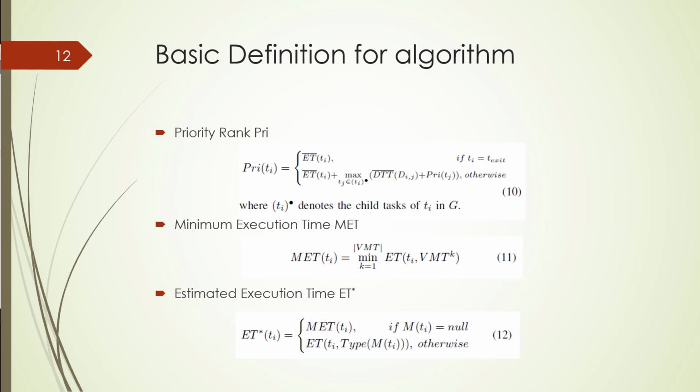And the estimation execution time, we call it E star for the TI, is the minimum execution time if the MTI is null, and if the MTI is not null, we will calculate it by the estimation time of the TI for type MTI.